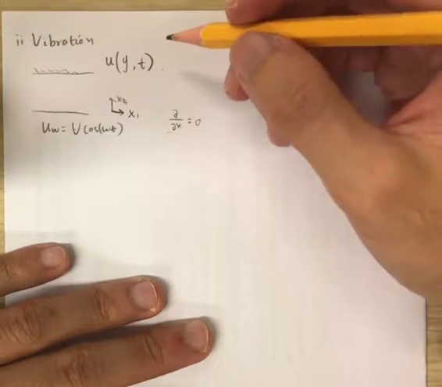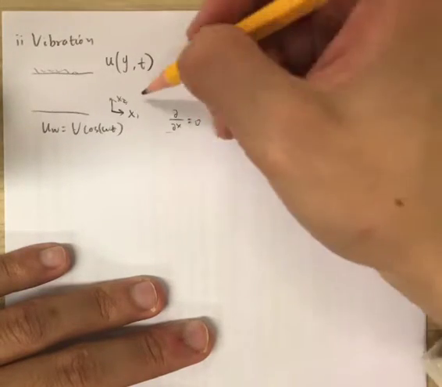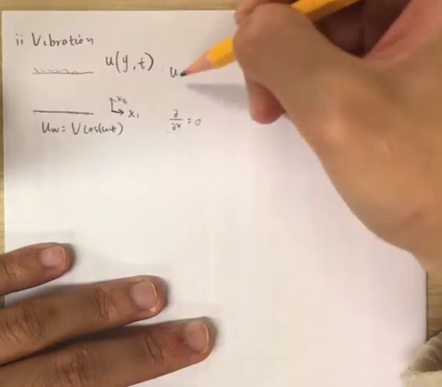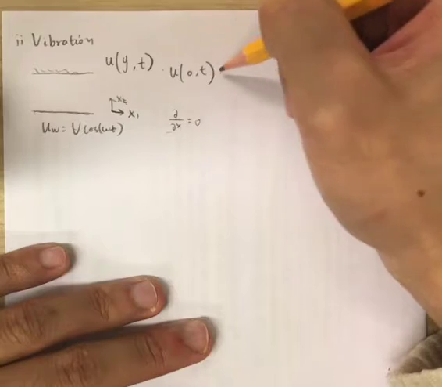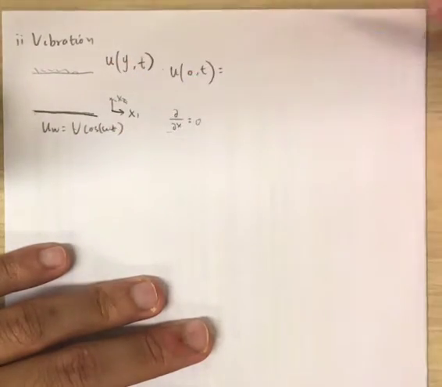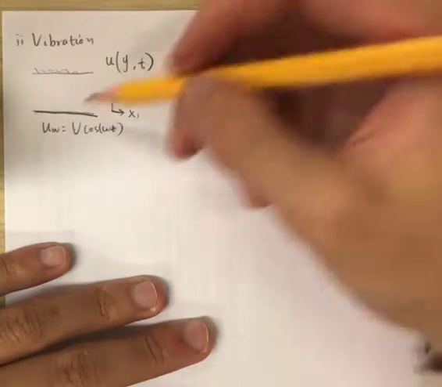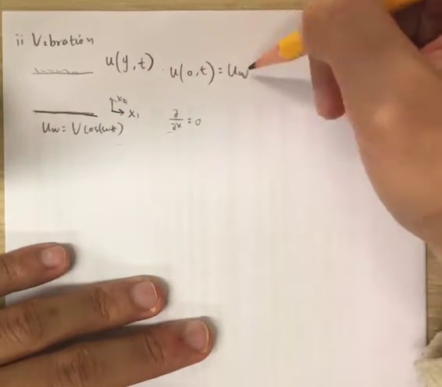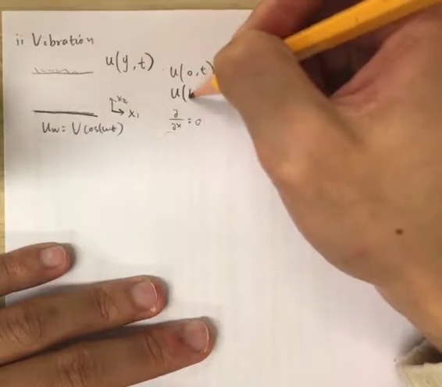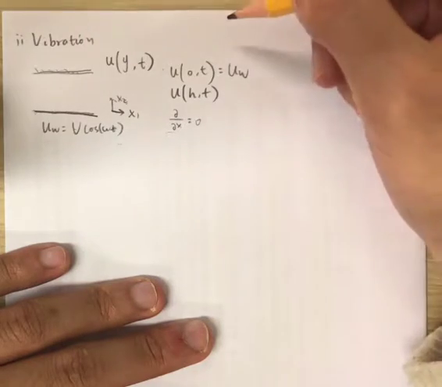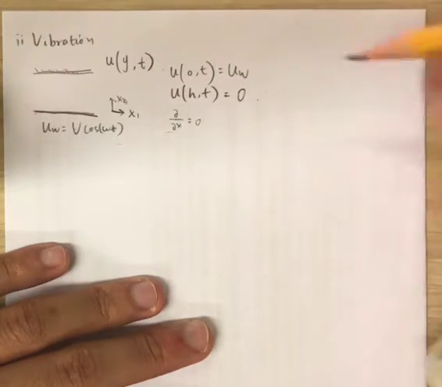So if we write out the boundary conditions, it will be something like this. First, at this boundary, when y equals 0, we are at this board, right? We should have the same velocity as this. So this thing should be u wall. When I'm at h, when I'm at this board, I should be not moving, right?